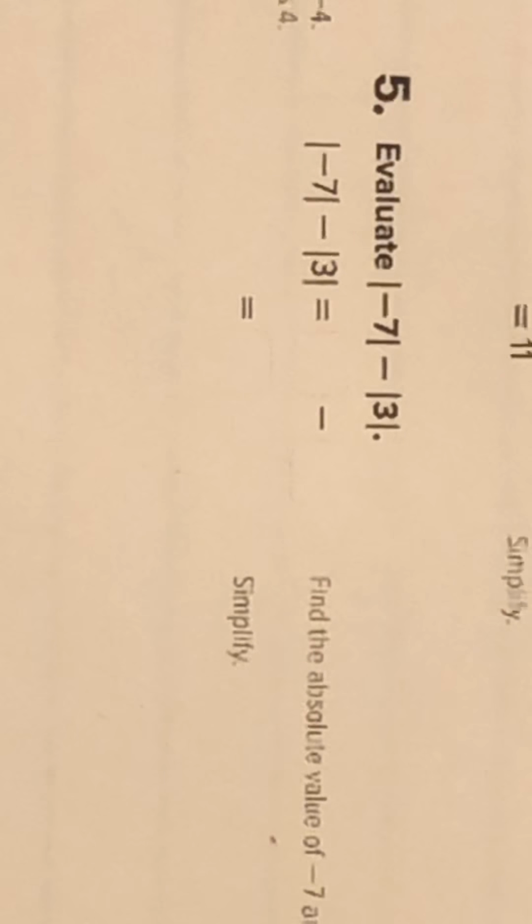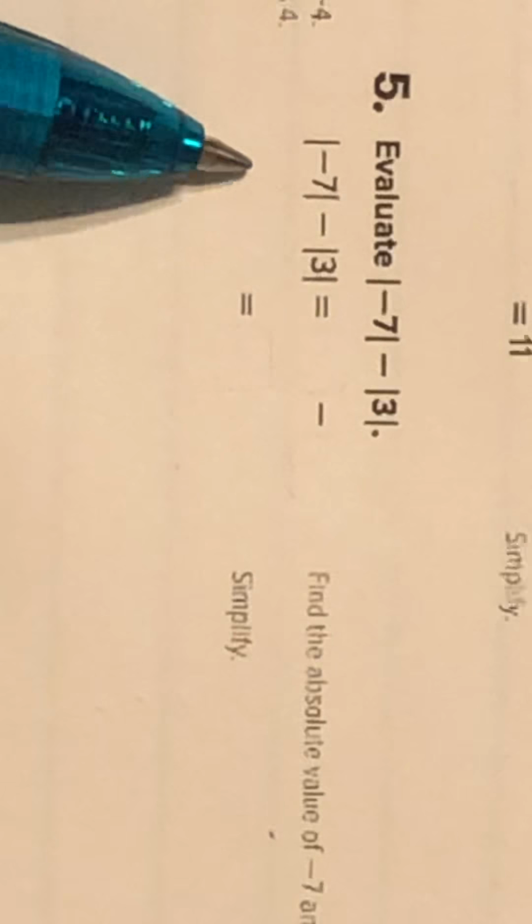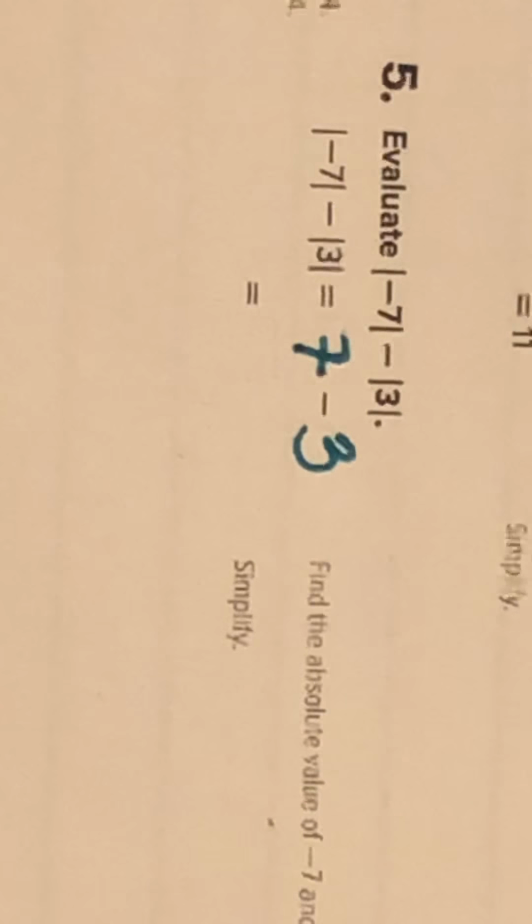Number 5 says evaluate the absolute value of negative 7 minus the absolute value of 3. So I find the absolute value of negative 7. The absolute value of negative 7 is 7. And the absolute value of 3 is 3. So 7 minus 3 is 4.